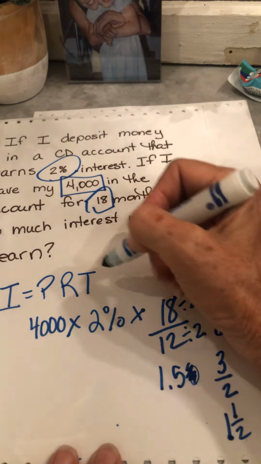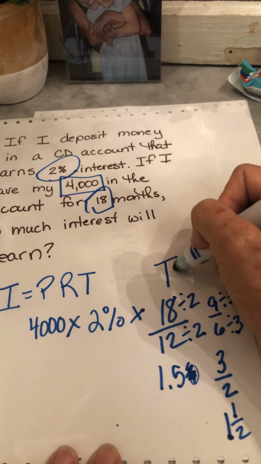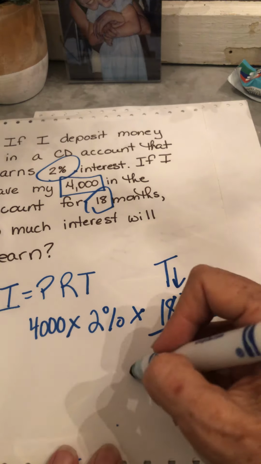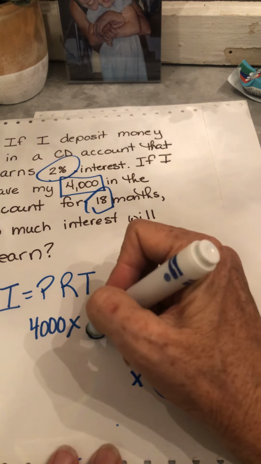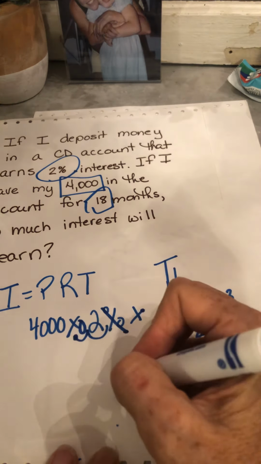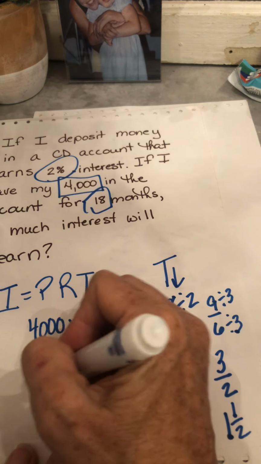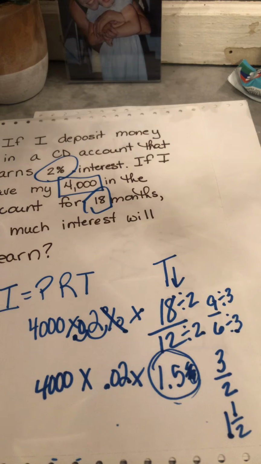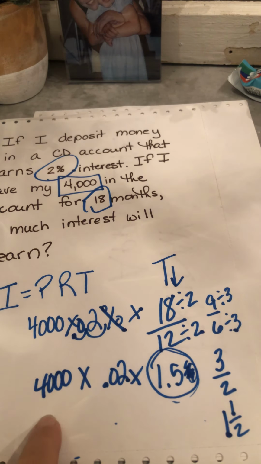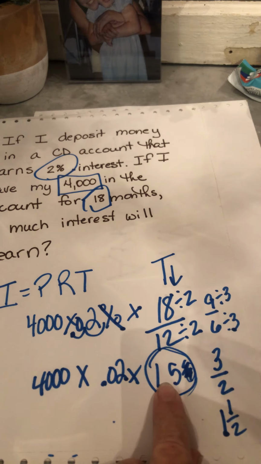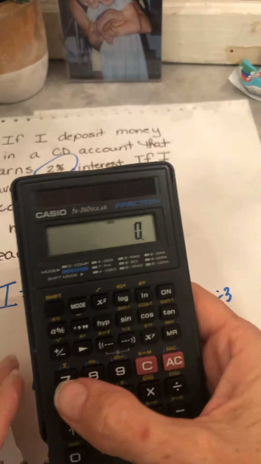So as far as time, this is going to be what we're going to use in our calculator, 1.5. Remember, we're going to cross out our percent sign, move our decimal 2 places. So we're going to use 0.02, and we're going to do 4,000. So that's what we're going to be putting in our calculator, 4,000 times 0.02, and 18 months is really a year and a half.